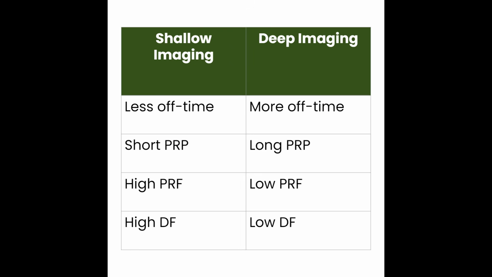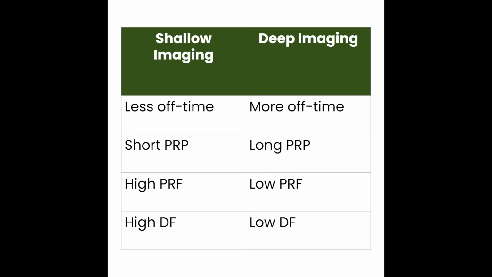Next, we have how all of our depth-dependent parameters are related to shallow imaging versus deep imaging. So when we have a shallow maximum image depth, we are going to see that we have less off time. There's not going to be as much listening happening. So because of that, we're going to see short pulse repetition periods. With short pulse repetition periods, we are going to see high pulse repetition frequencies. And because there's more talking, that means there's a higher duty factor.